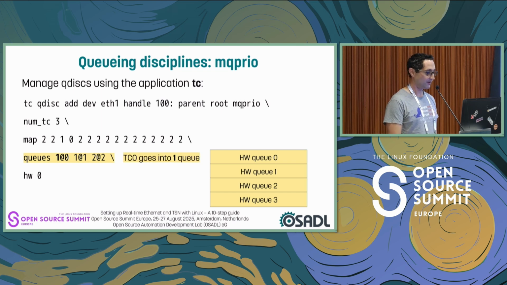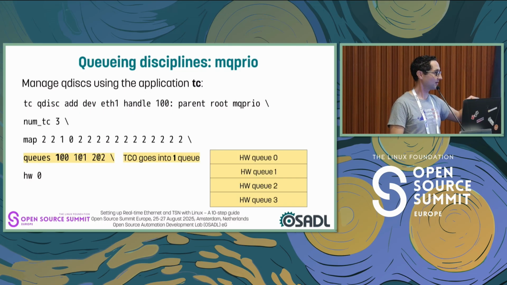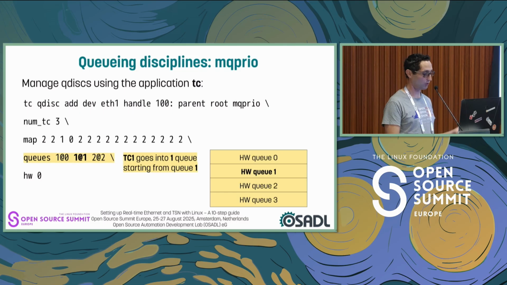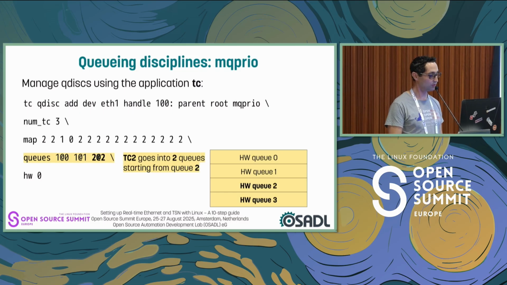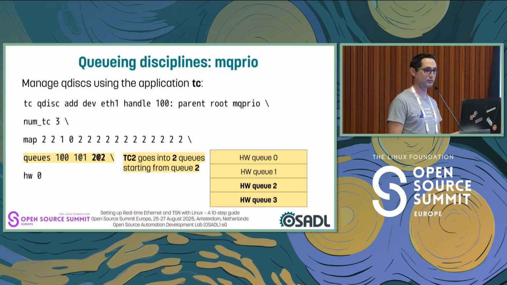So what we say here is that traffic class 0 goes into one queue. The first number is the number of hardware queues we want to reserve for that traffic class, right? And the second number is the offset. So at the end of the day, traffic class 0 goes into one queue at offset 0. Same here, traffic class 1 goes into one queue starting from Q1, and then traffic class 2 goes into two queues starting from Q2, right? So number of queues and the offset. That's pretty much what we do here.